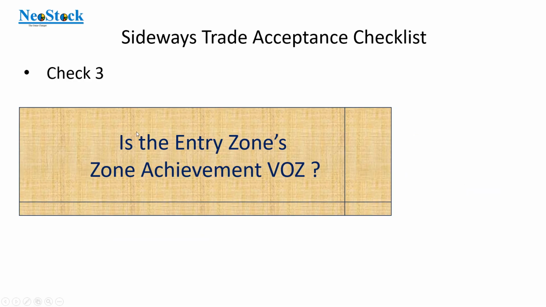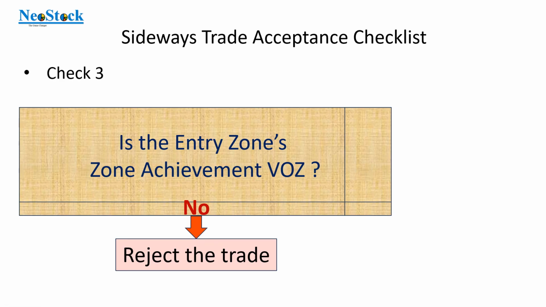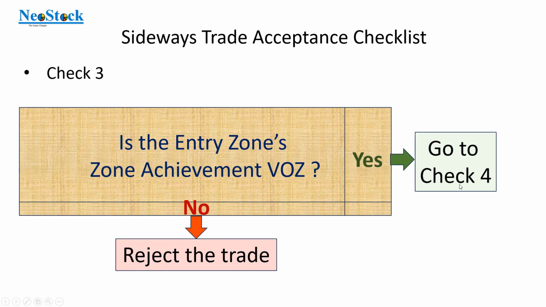And what about checklist item 3? Does the entry zone have a zone achievement as a violated opposing zone, VOZ? If the entry zone does not have the zone achievement, you just reject the trade. Otherwise go to checklist number 4.